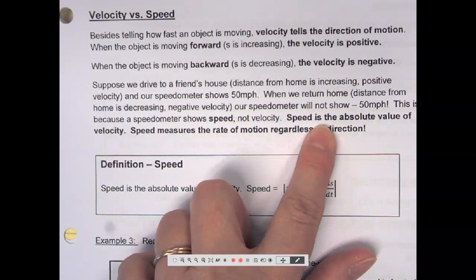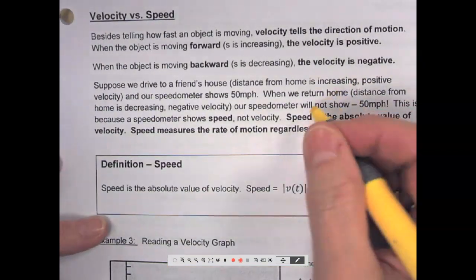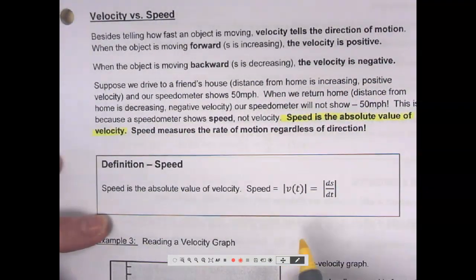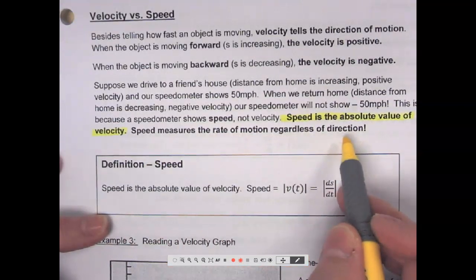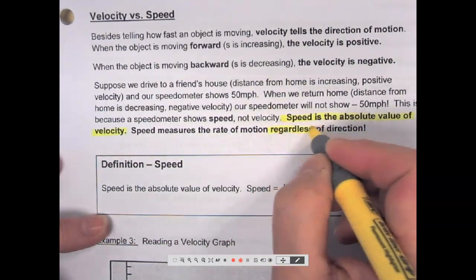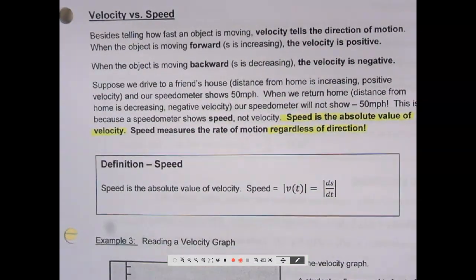Speed is the absolute value of velocity. Speed is always positive. Speed measures the rate of motion regardless of direction. So that's why it's called a speedometer, not a velocityometer, because velocity can be negative. Speed cannot be negative. Okay?